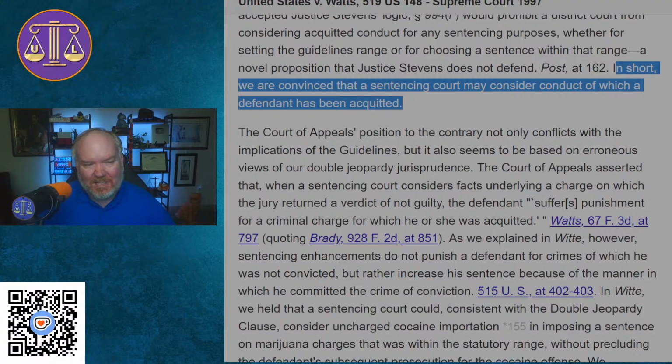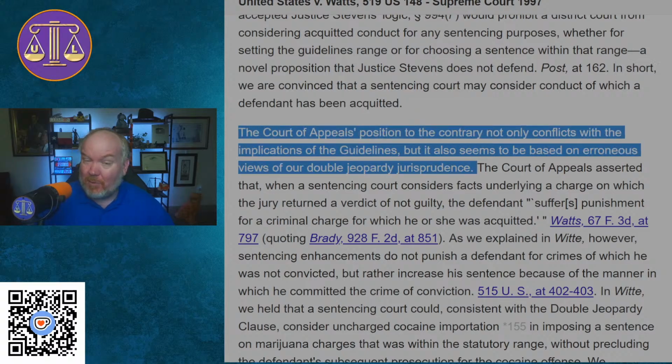The Court of Appeals' position to the contrary not only conflicts with the implications of the guideline, but also seems to be based on erroneous views of our double jeopardy jurisprudence. You remember that whole double jeopardy thing? You might be screaming to yourself, double jeopardy, double jeopardy. You've probably been screaming at me this whole time. Oh, no, not double jeopardy. That's erroneous. You have an erroneous understanding of double jeopardy. Tsk, tsk, tsk. Acquittal ain't no problem, baby.